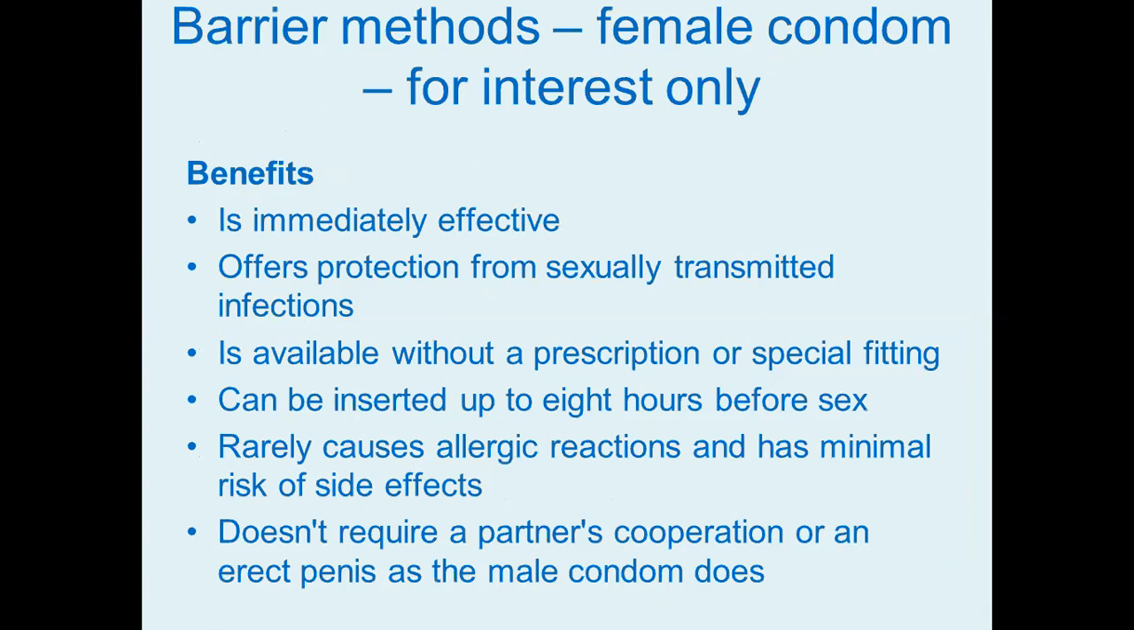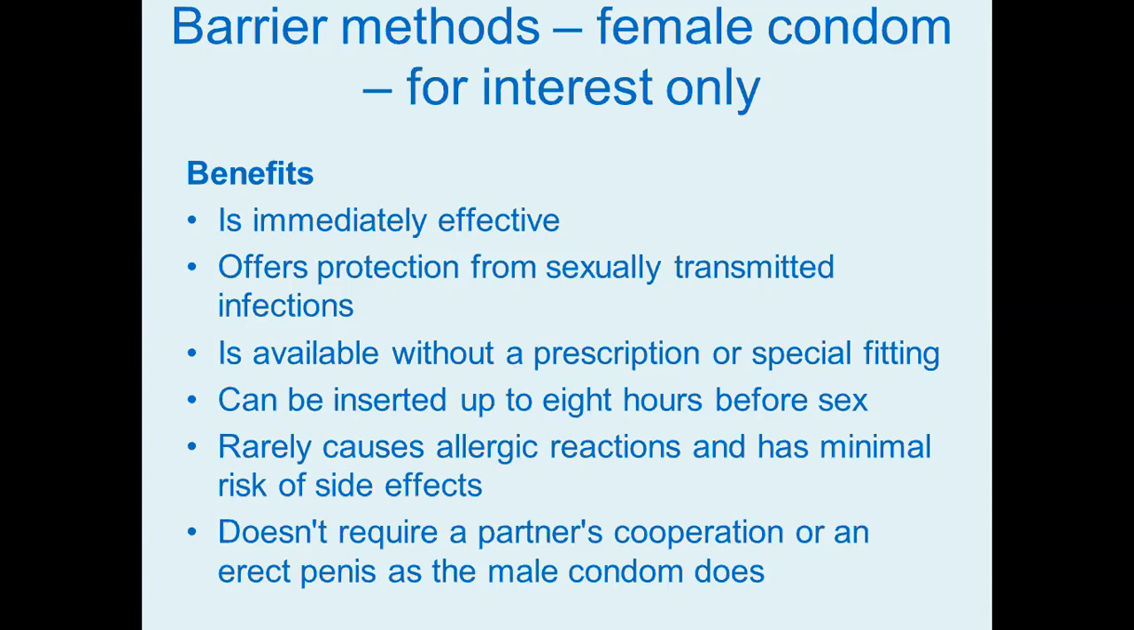So what are the benefits of a female condom? So like a male condom, it's immediately effective. Now, the reason why this is being said here is other contraceptive methods, such as the pill, for example, a female has to take for at least a month before she is protected from pregnancy. A condom, on the other hand, works immediately. It offers protection from sexually transmitted infections. It's available without a prescription or a special fitting. So certain of the contraceptive methods require a doctor to fit them.